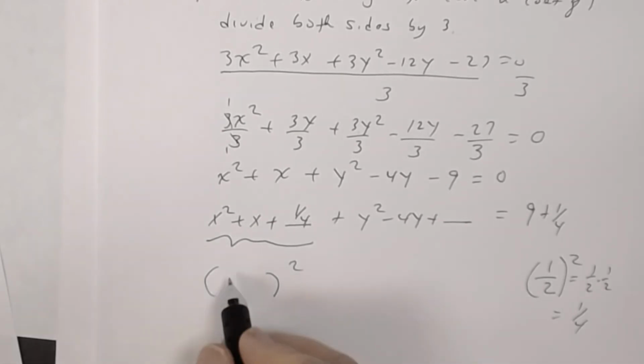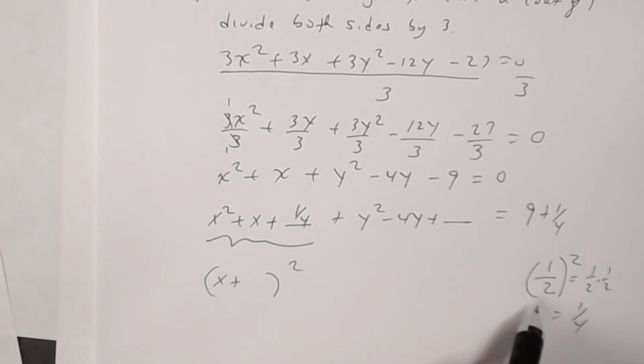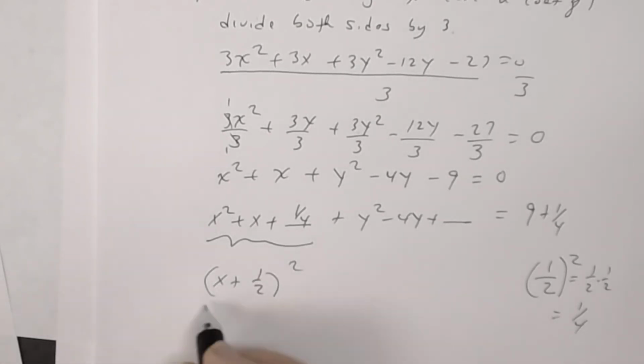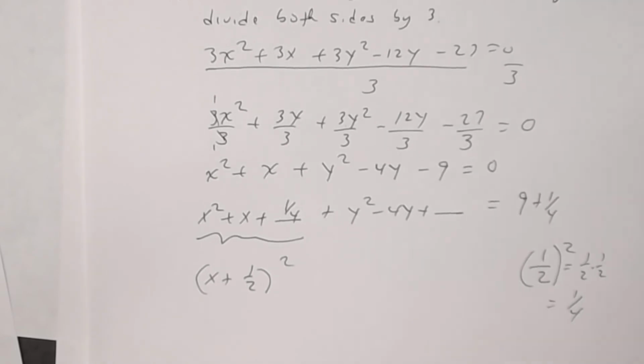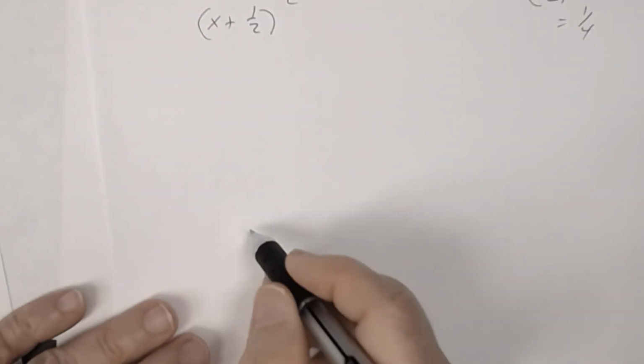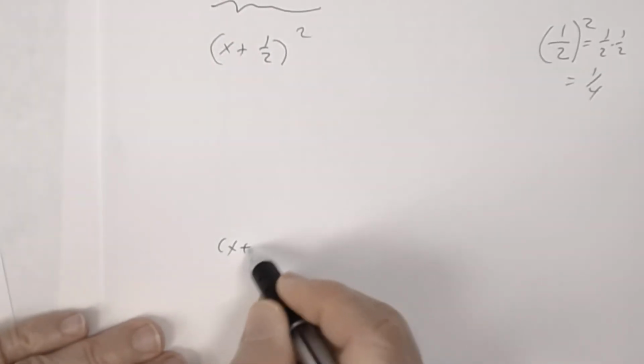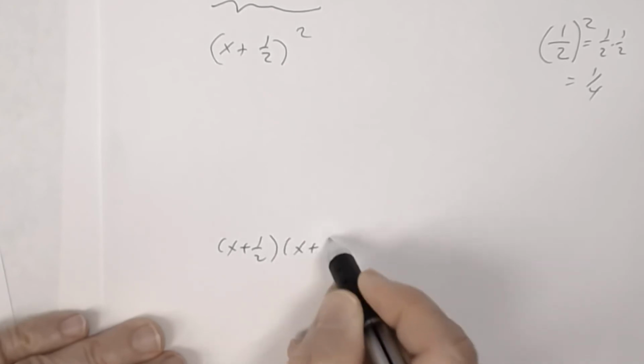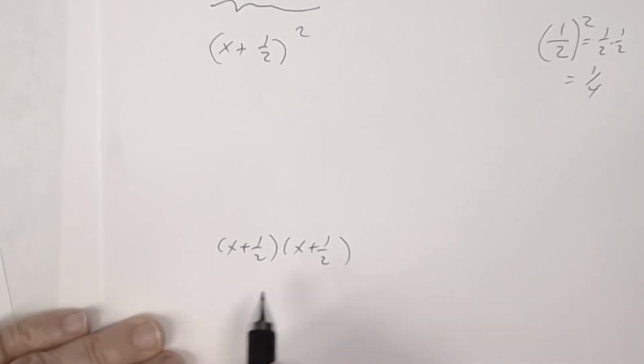And it is. So I get x plus, okay, what times itself is 1/4? Well, 1/2. So that should be x plus 1/2. And if you follow this out, if you check it, watch. Go ahead and check it. So say x plus 1/2 times x plus 1/2. Let's go ahead and follow that out.